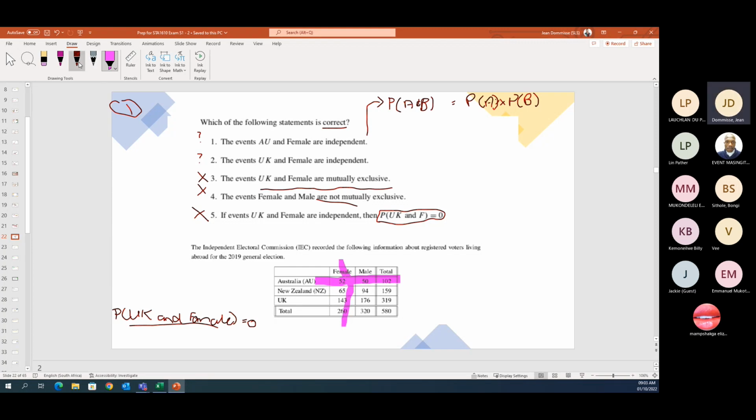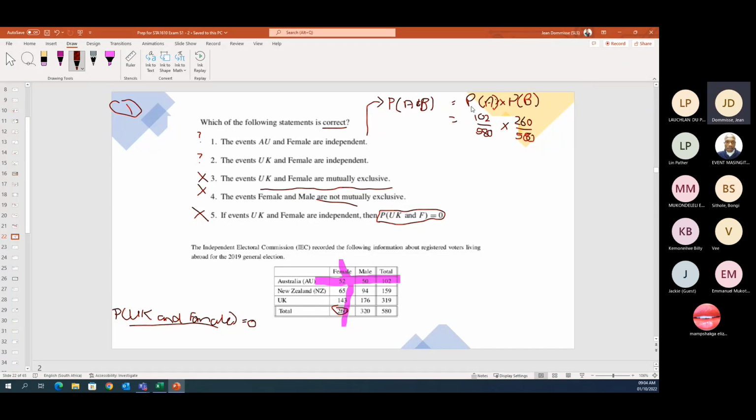Okay, so the probability of A is 102 over 580. The probability of B, which is female, is 260 over 580.